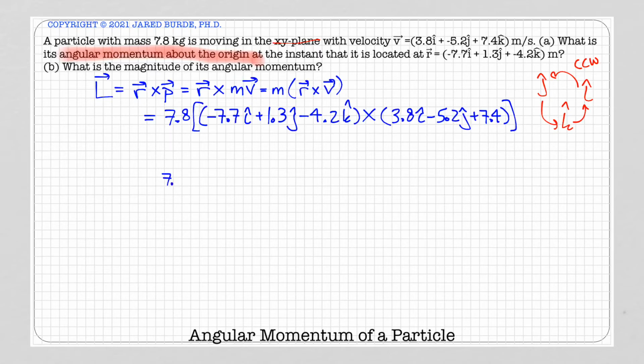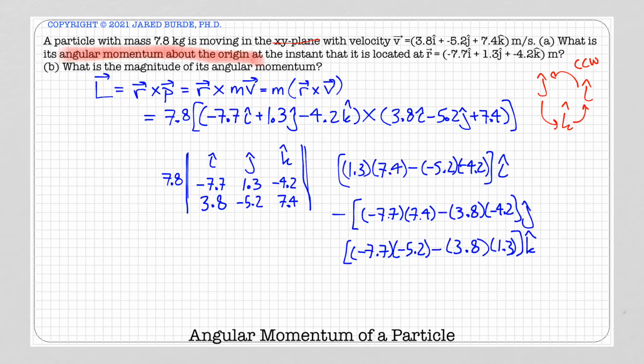So I'm also going to do the matrix method, where I'm going to take i hat, j hat, and k hat, and I'm going to take the components corresponding to those unit vectors from the position in the middle and from the velocity in the bottom row. And I can take the determinant of this matrix.